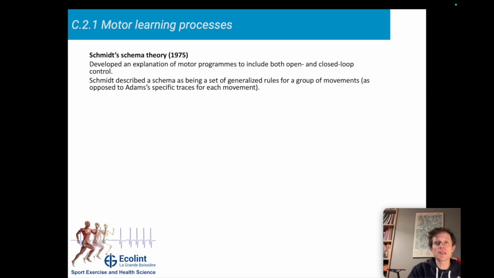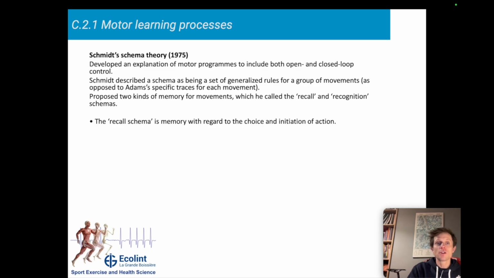The idea of Schmidt's schema theory is that only more generalized schema were used that could then be applied to specific situations. Schmidt proposed two kinds of memory, which he called recall and recognition schemas. The recall schema is the memory with regard to the choice and initiation of the action, similar to Adams's proposed memory trace. The recognition schema is similar to Adams's perceptual trace, and this is used as a memory for the feel of the movement, and it allows us to make appropriate changes in the action.